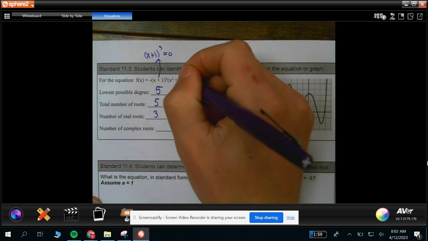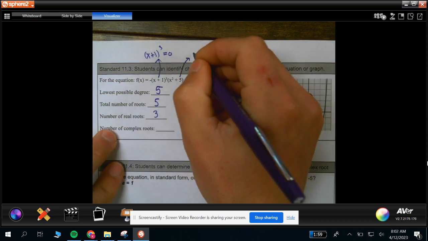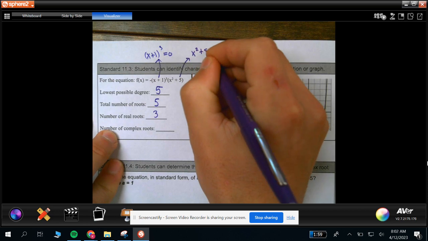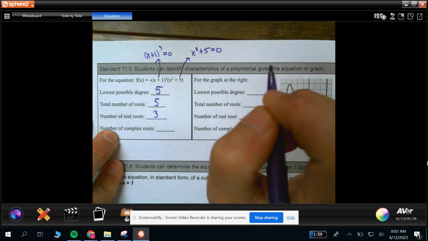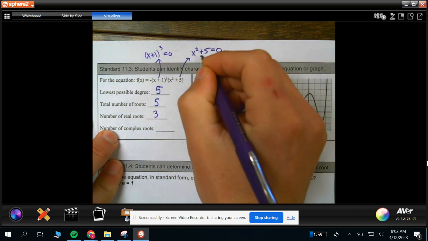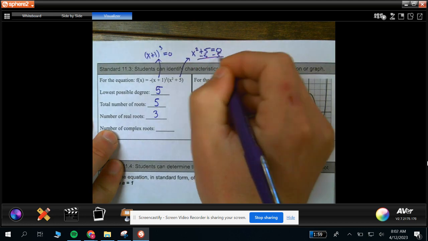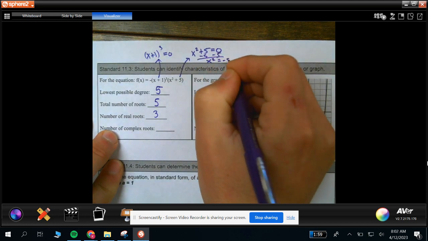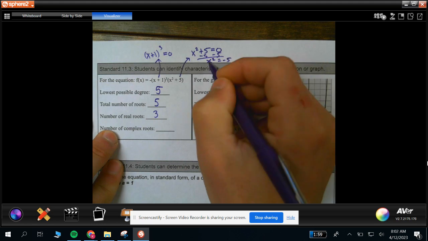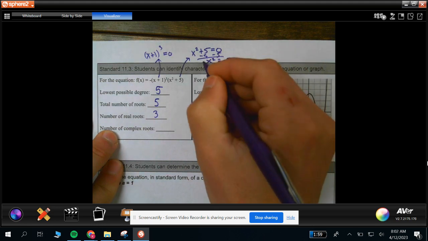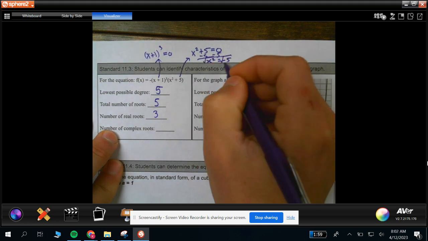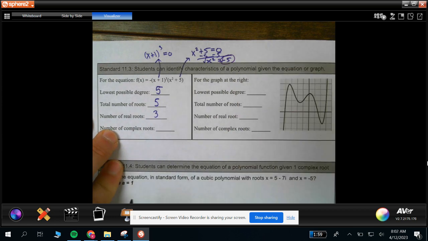Now, how do I know that these ones aren't real? Well, think about this equation. x squared plus 5 equals 0. If I were to solve this, I would subtract 5 from both sides to get x squared equals negative 5. Square root both sides. I'm taking the square root of a negative. That means I'm going to have complex numbers.